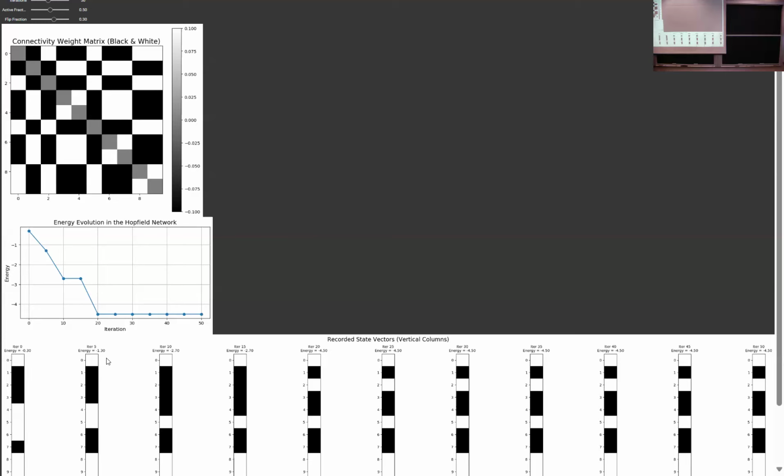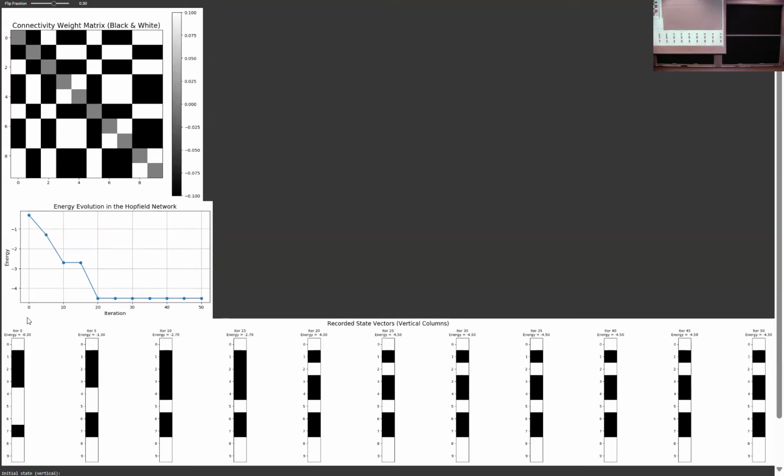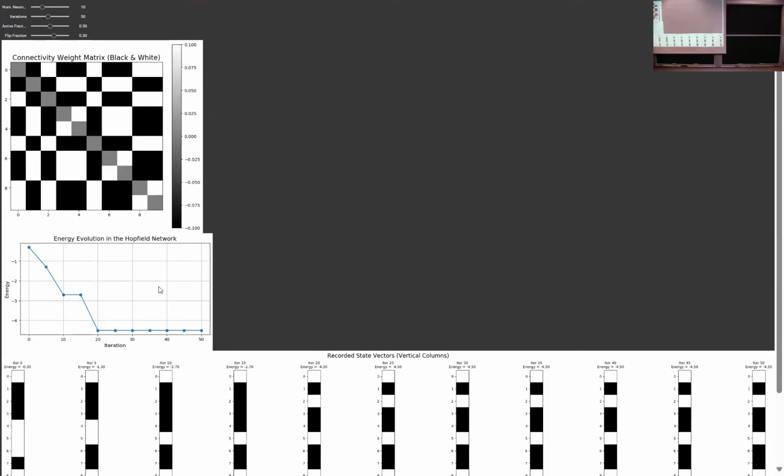Okay, so let's see what's happening here. This plot right here at the bottom maps onto the middle plot. It's just plotting every fifth iteration, so 0, 5, 10, etc. We can see here that if we initialize the system in this configuration of neurons, then after 10 iterations, it falls into a semi-stable state. But after a couple more updates, at iteration 20, it falls into a state where it doesn't change anymore. So this non-changing state maps onto a low energy state, as we're seeing here.